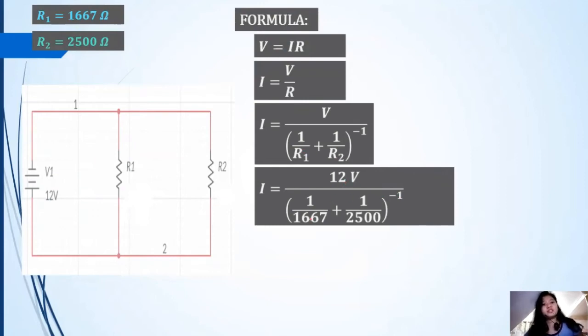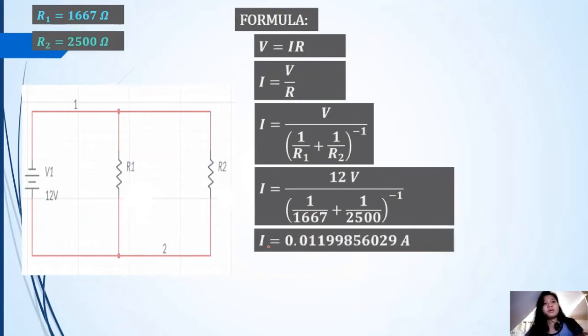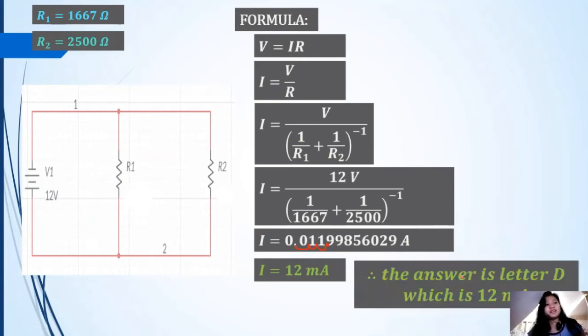our R1, which is 1,667. So we have 1 over 1,667 plus 1 over 2,500 to the power of negative 1, or the reciprocal. And then we have the answer for our current, 0.01199856029 amperes. We will just get the answer, 12 milliamperes. We move the decimal 3 places to get milliamperes, and we have 12 milliamperes. Therefore, the answer is letter D, which is 12 milliamperes, and it is in the choices. And that is the answer for this number.